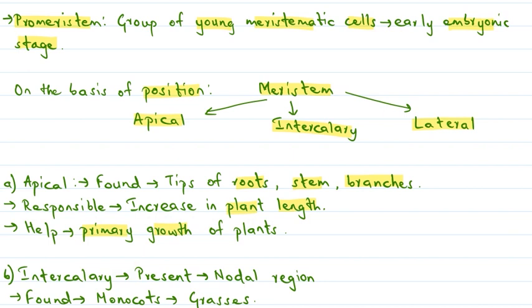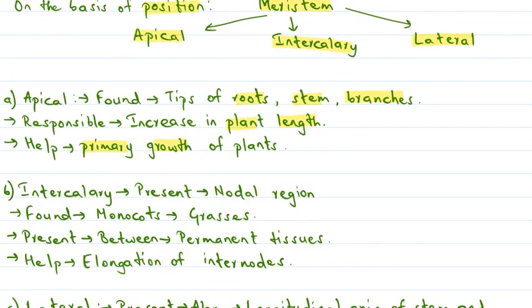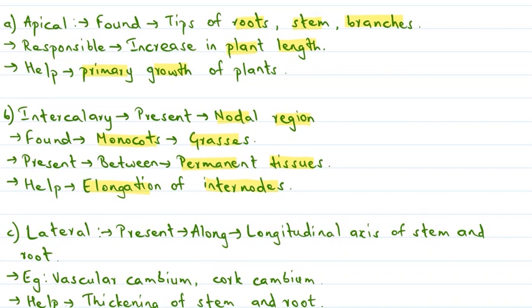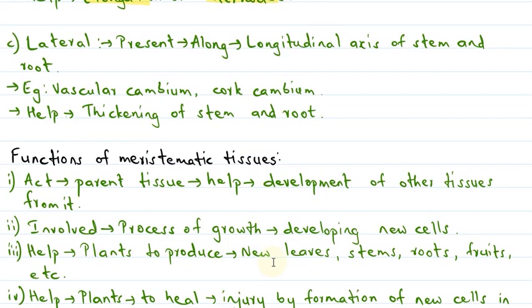Okay. Then there are intercalary meristems. They are present at the nodal region and are predominantly found in monocots like grasses. They are present between the permanent tissues and mainly help in the elongation of internodes. Then we talked about the lateral meristem. These meristems are present along the longitudinal axis of stems and roots, for example the vascular cambium and cork cambium, and they mainly help in thickening of the stem and root.